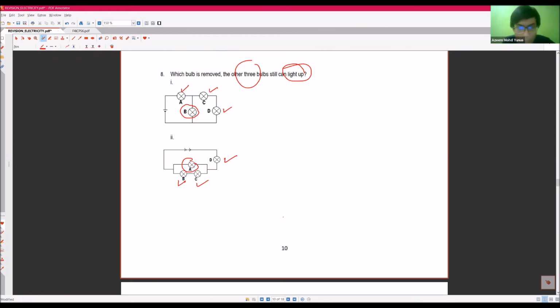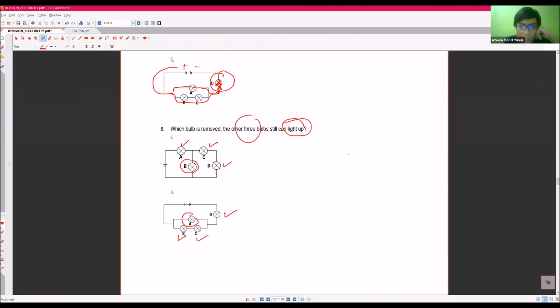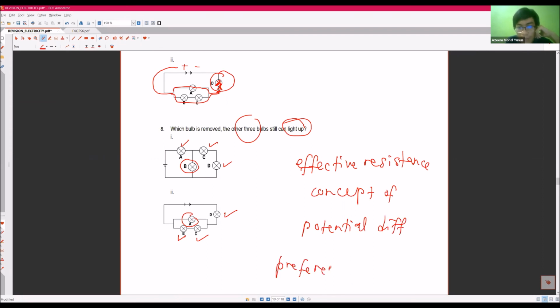Okay, that's all for today. Hopefully you understand how to find the effective resistance, the algorithm to find the effective resistance, the concept of potential difference, and preference of current flow. So if they share the same two points, then the potential difference is the same. If they share the same path, then the current is the same.